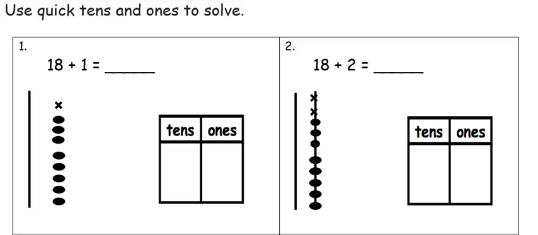This tutorial is for first grade, Module 4, Lesson 14. In this lesson, we're going to use quick tens and ones to solve these two-digit addition problems.